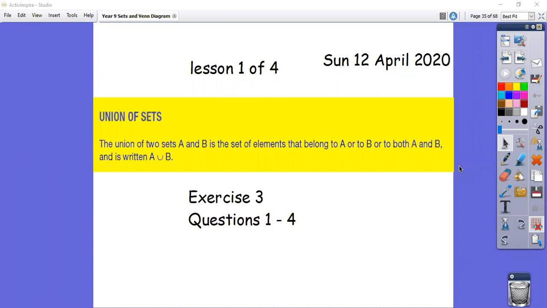So we're still on the chapter of sets, and we're now going to look at the union of sets. Previously we looked at the intersection, and today's lesson is going to be the union of sets. A union of two sets, A and B, is a set of elements that belong to A or to B or to both A and B, and it's written as A union B. So we're looking at exercise 3, questions 1 to 4.